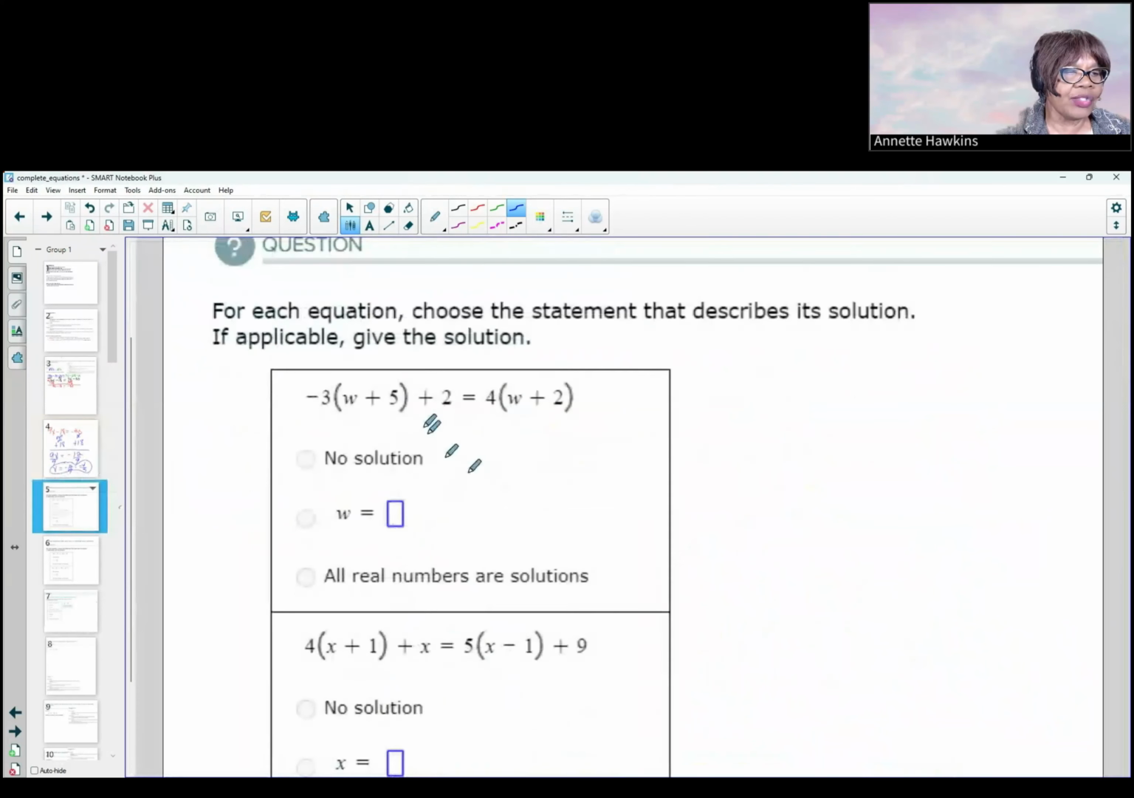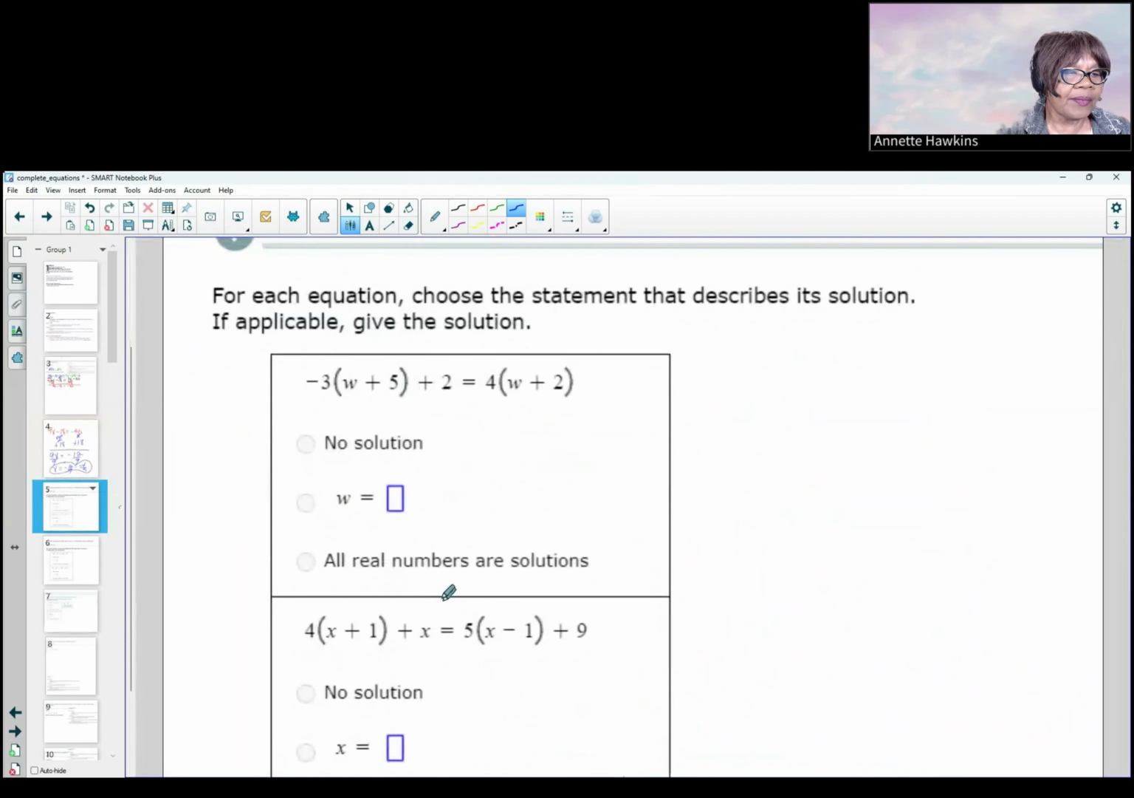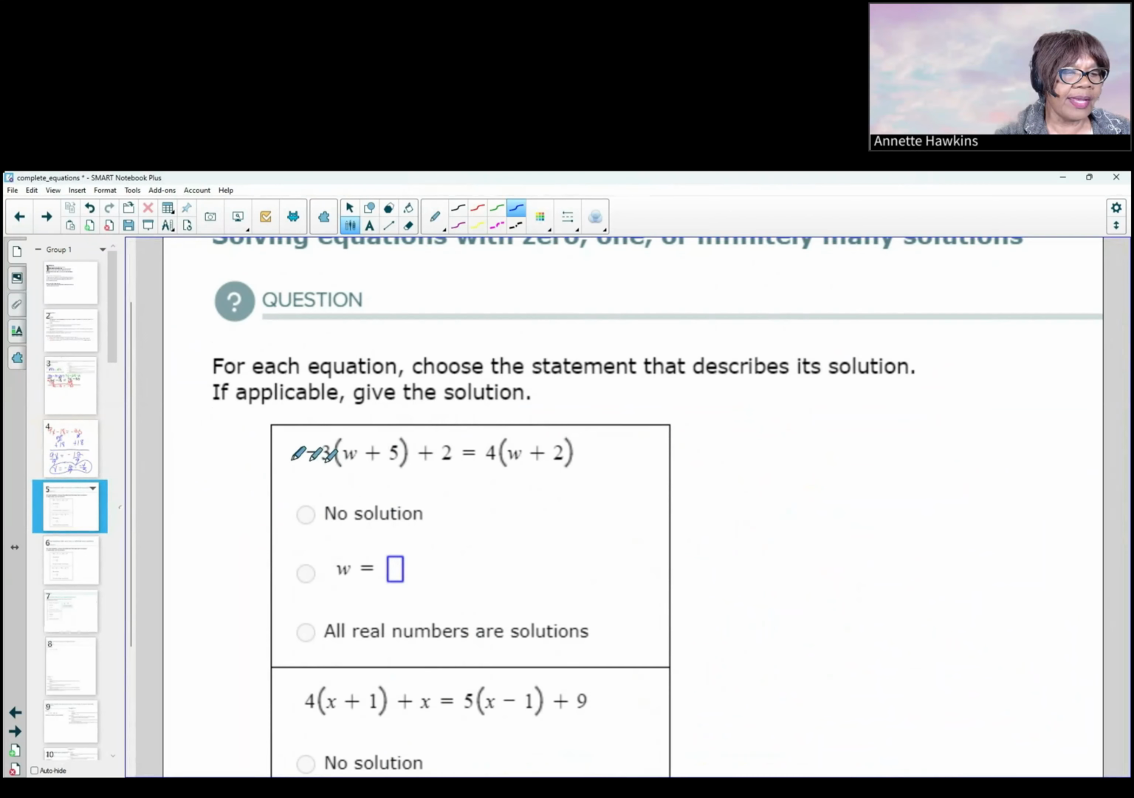All right, let's try these two. All right, you try this one. See what you can do. Get it started, and then I'll come in behind you. So we'll take a minute to get started.